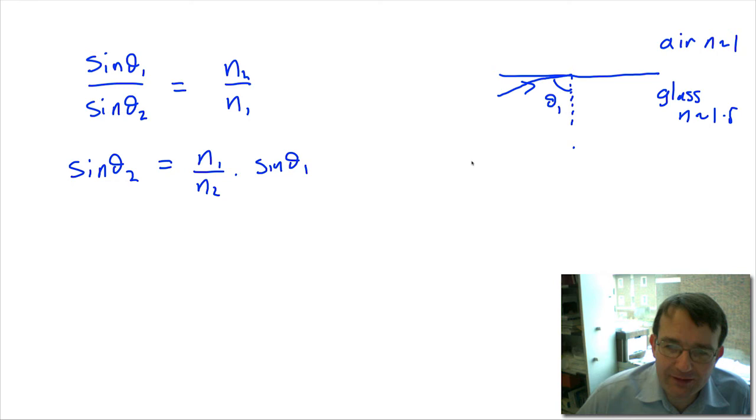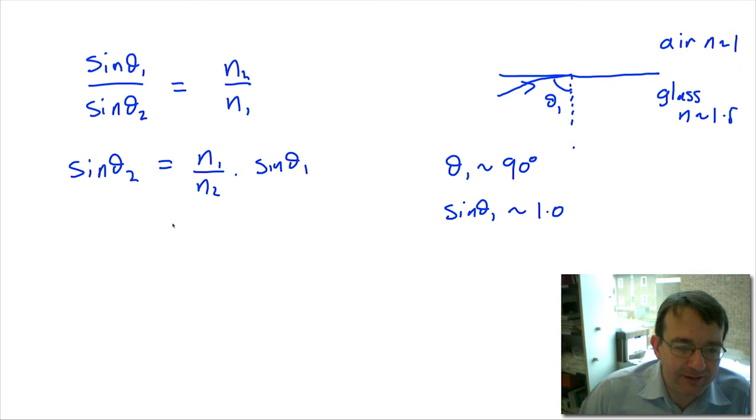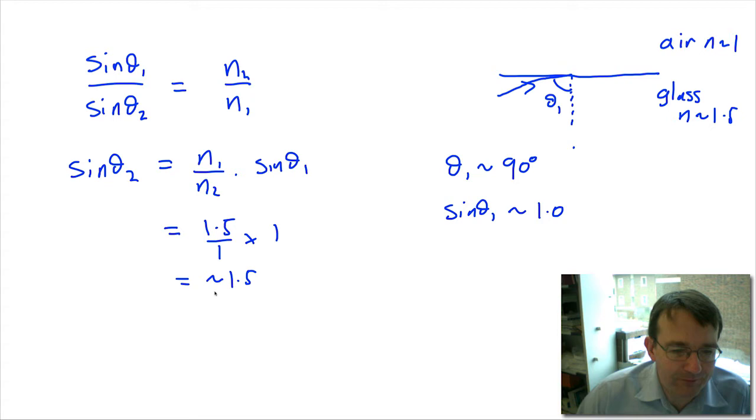Now, I've set here that theta 1 is roughly equal to 90 degrees, or very, very close to 90 degrees, and so the sine of theta 1 is roughly equal to 1.0. So in this case, what I've got is 1.5 divided by 1 times 1, and so I have here something that's roughly equal to 1.5. But this is a problem, because on this side I have the sine of the angle of refraction, and here I've got an answer that's greater than 1. And sine has a range of minus 1 to plus 1. So clearly, there cannot be an angle of refraction. There is no solution to this equation, and so theta 2 does not exist. The ray cannot refract.